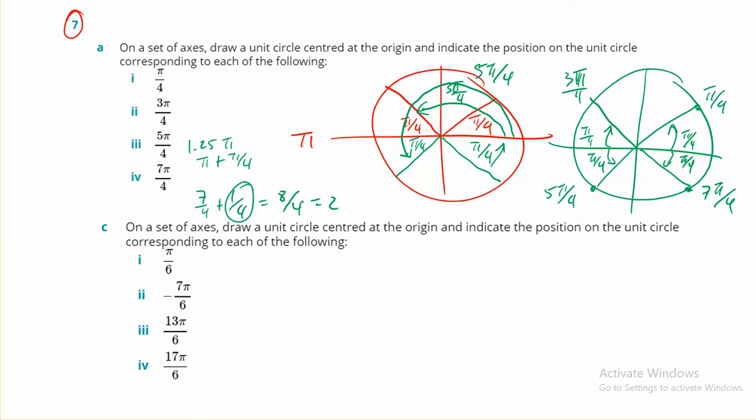Pi over 6 is similar. So pi over 6 happens to be the equivalent of 30 degrees. Now, this is a bit more tricky. This is pi over 6. Okay, so pi over 6 is over here. Oh, I'll just write like that. That's pi over 6 here. That's the angle.